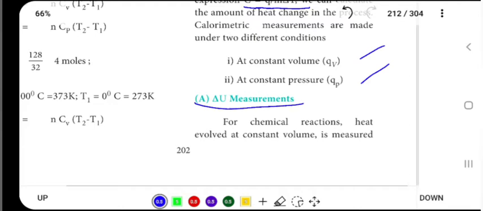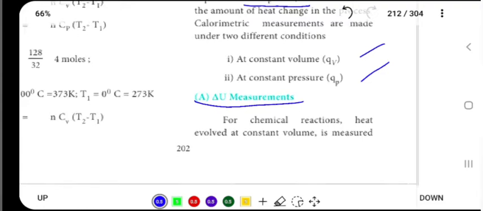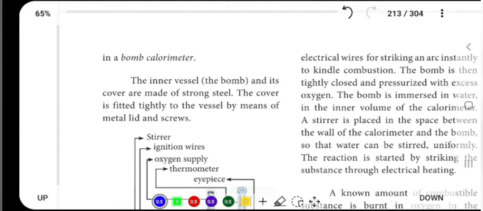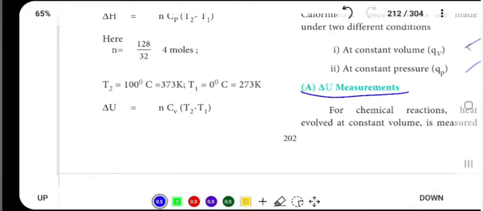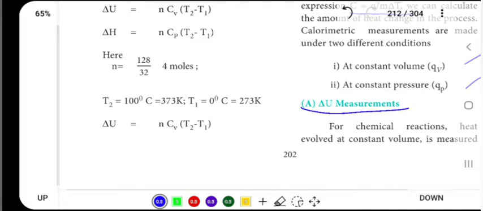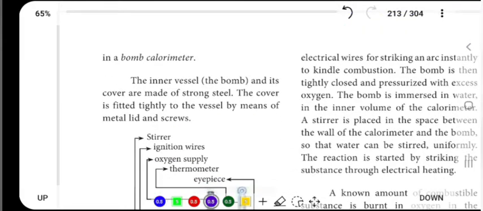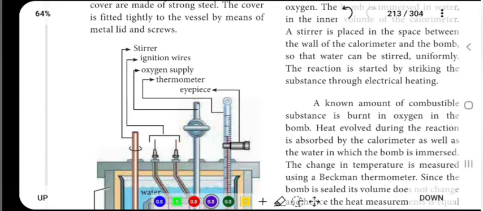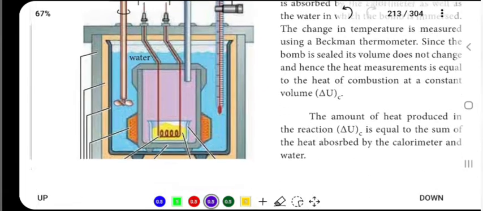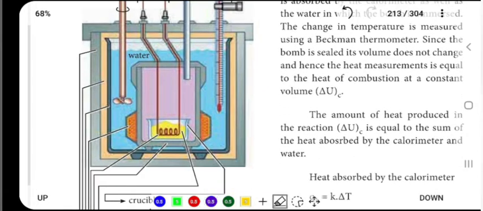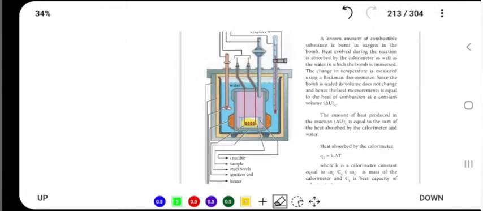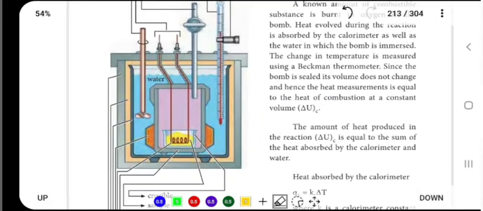For chemical reactions, heat evolved at constant volume is measured in a bomb calorimeter. So this delta U we are measuring by using this bomb calorimeter. See, this is the picture. This is the bomb calorimeter.